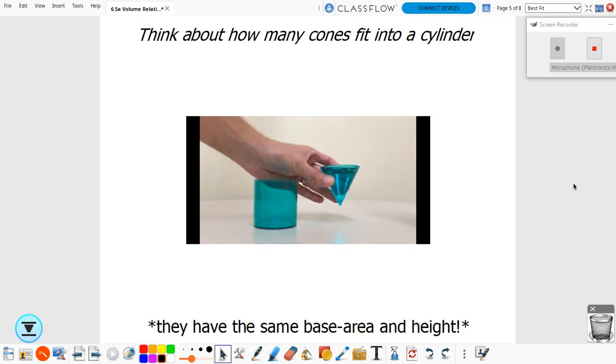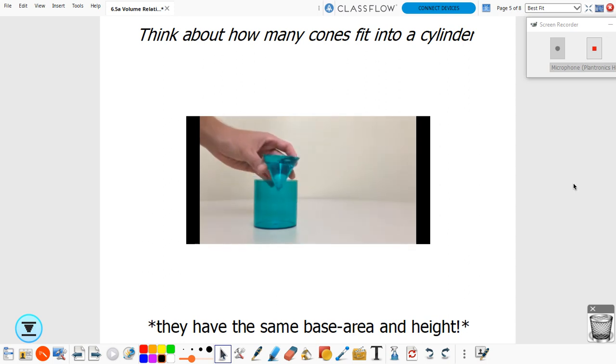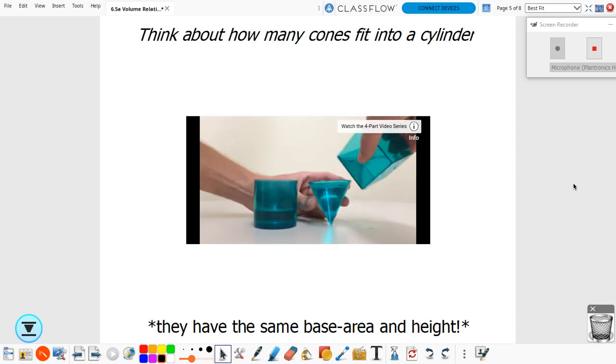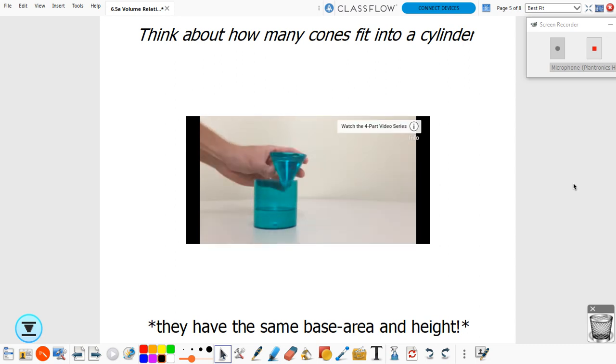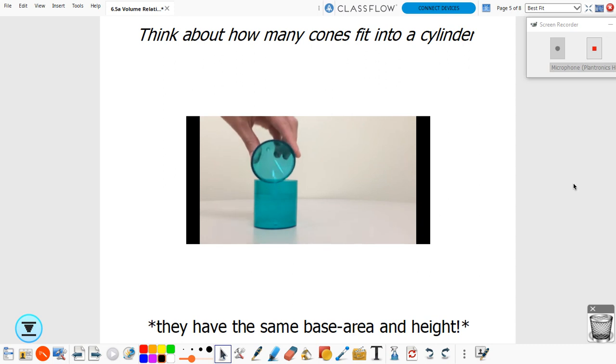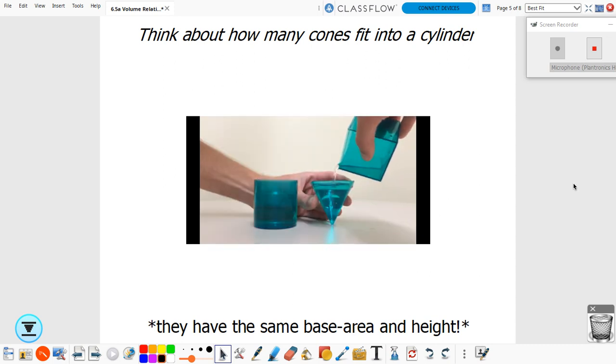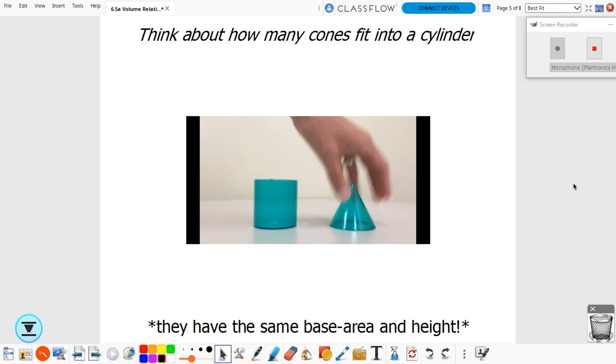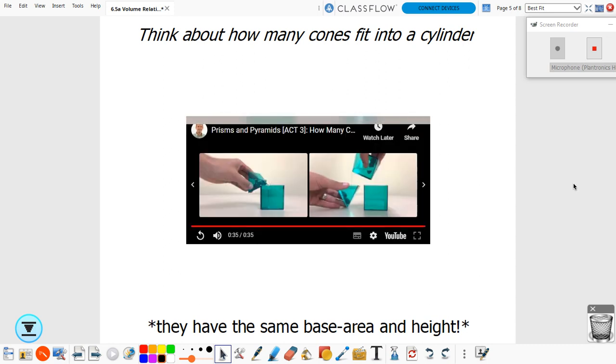So we got 1 cone. Oh, that looks less for some reason. I don't know why. Okay, here comes the second one. Phenomenal. Okay, and the last one. Now, it doesn't look like it's going all the way to the top, but I think there's a piece that can go on the cone and closes it at the bottom, if you didn't want any liquid in there. But again, you notice there's exactly 3.